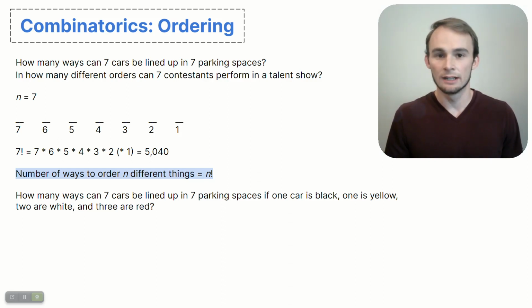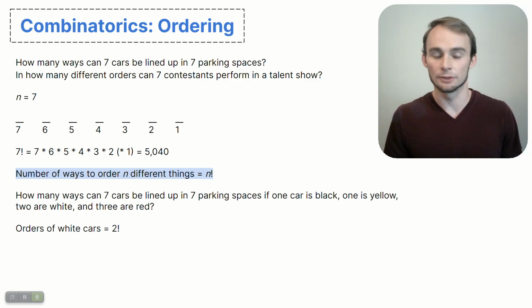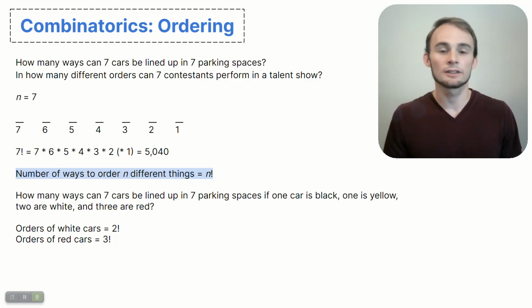Let's first think about each of these color categories as its own set of things to be ordered or arranged. So if we're thinking about the white cars independently, there would be 2 factorial, or just 2 ways to arrange them. If we think about the red cars independently, there would be 3 factorial, or 6 ways to arrange them.